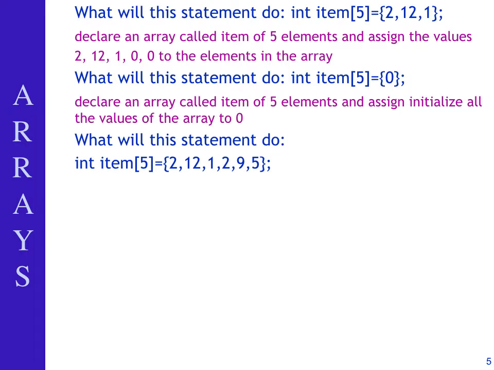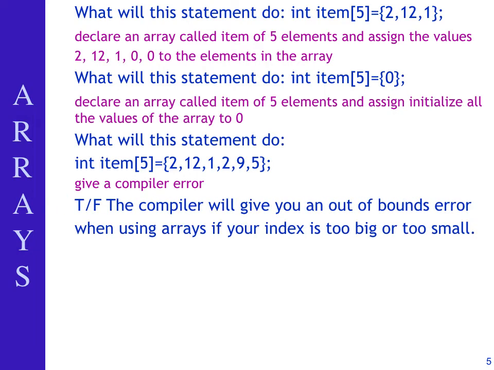What would the following statement do: int item[5], and then we list 6 elements to be initialized? We get a compiler error because the compiler sees that you only have 5 spots, and you asked to initialize 6. We can't do this operation.